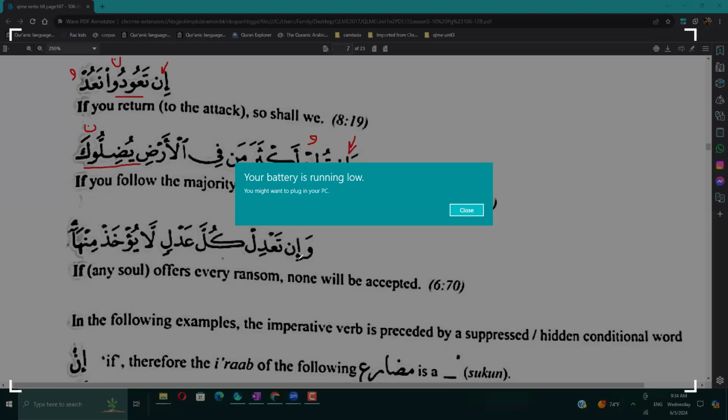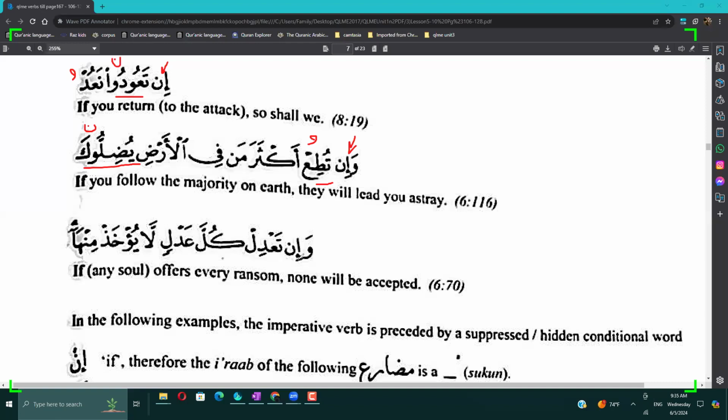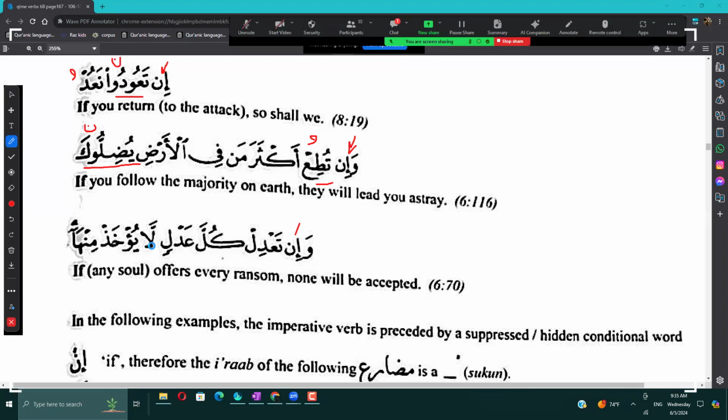وَإِن تَعْدِلْ كُلَّ عَدْلٍ لَا يُؤْخَذْ مِنْهَا. Now, which are the mudare that become majzoom because of in? Ta'dil, very good. Yukhaz: is it becoming majzoom because of in? What is before it? La. It's because of la. So don't forget that: it's la yukhad. If any soul offers every ransom, then none will be accepted.